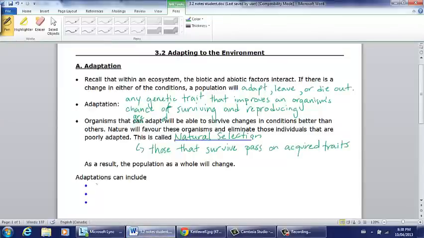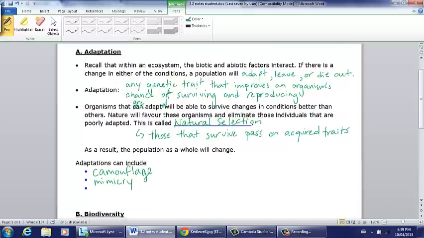Adaptations can include things like camouflage. So for example, the Arctic hare or the Arctic fox have white fur so that they blend in with their environment. Adaptations can include mimicry, when one species resembles another. Sometimes if one species is poisonous, another species will adapt to resemble that one so that predators think it is poisonous as well.